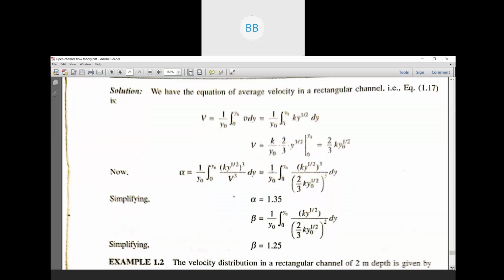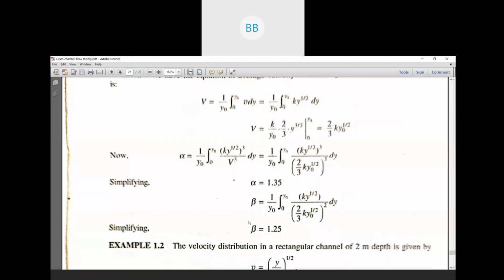Those who have completed, try to find out beta. This value will be 1.125. Okay, first you find out the alpha value.